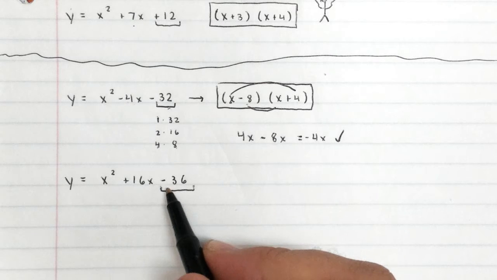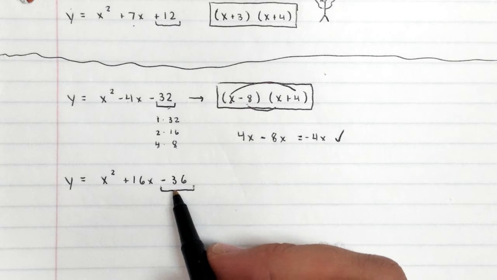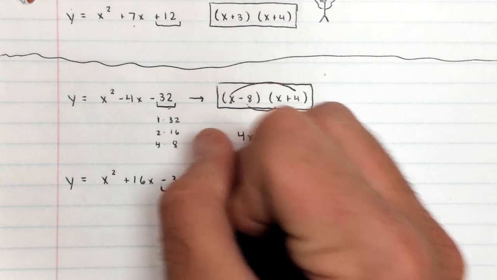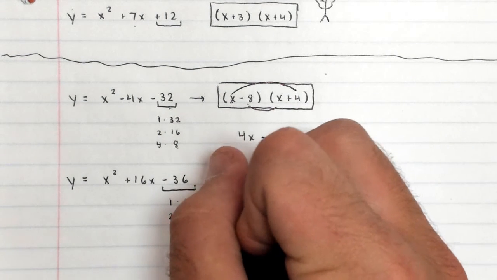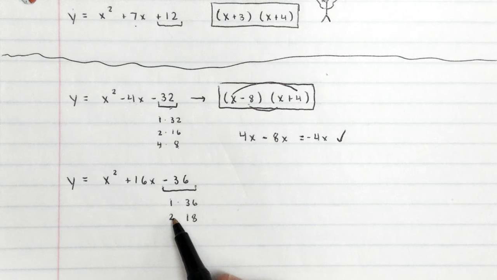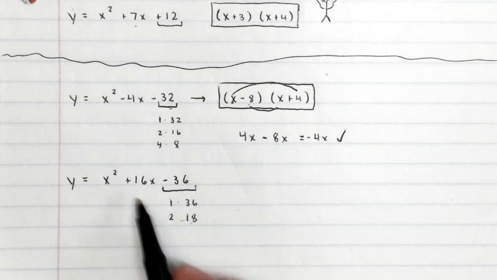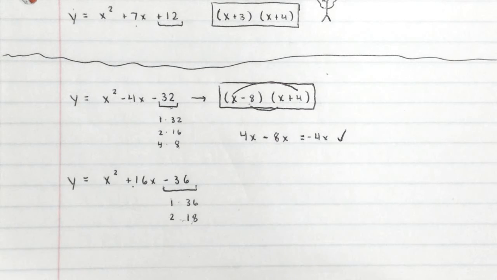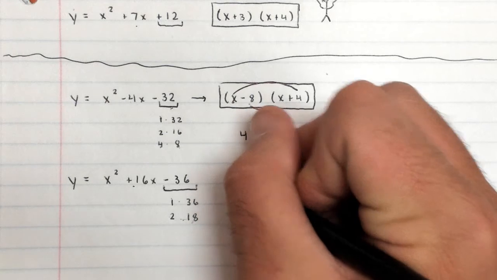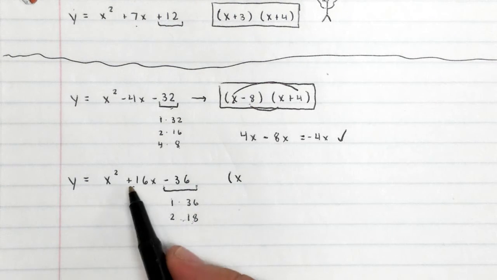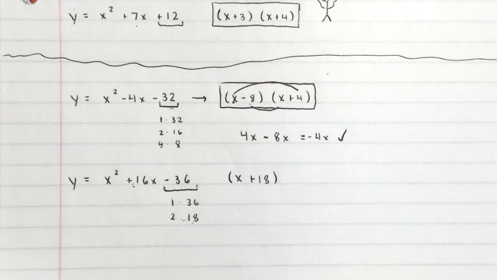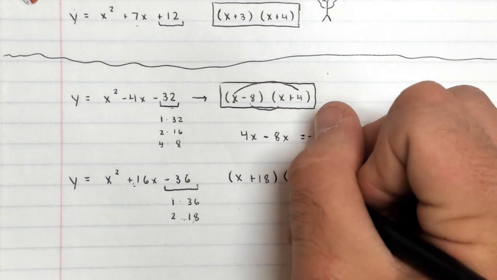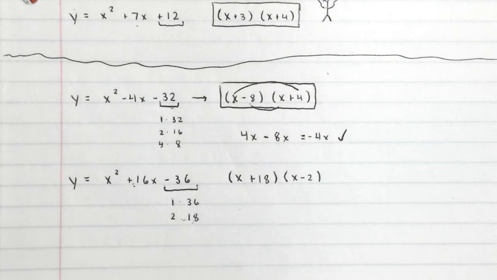Well, negative 36, I'm going through my head, I have 1 and 36, 2 and 18. And as I'm going through, I'm going to stop and think, okay, 2 and 18, if I subtract them, I'd get 16. Oh, wait, that's what I wanted. Great. Don't do any more than you have to. So this is going to be x. I want positive 16, so let's make the bigger number positive. X plus 18, x minus 2.